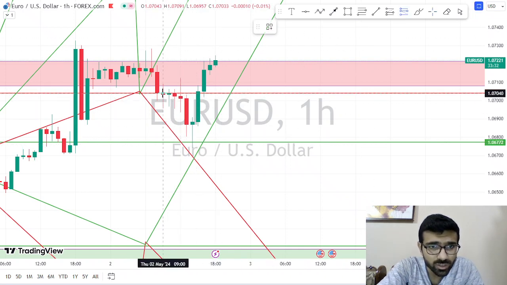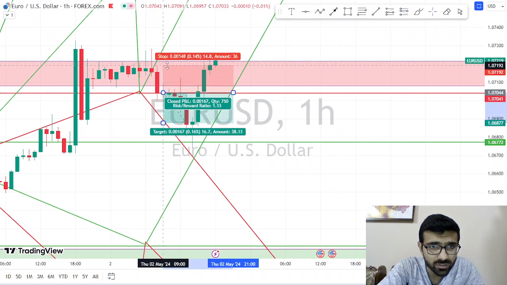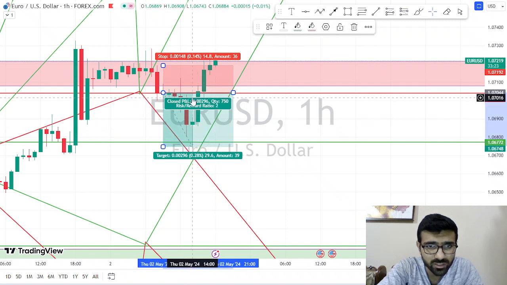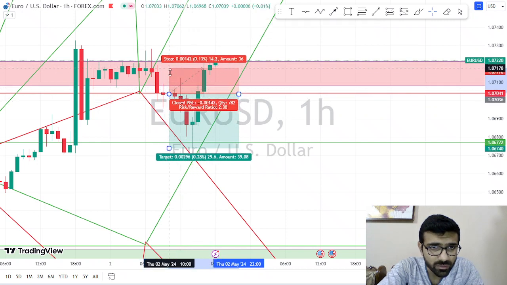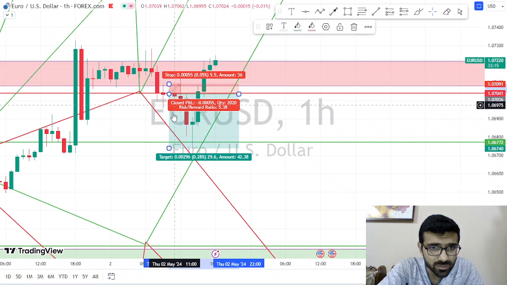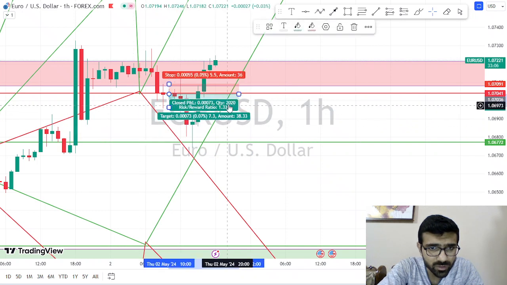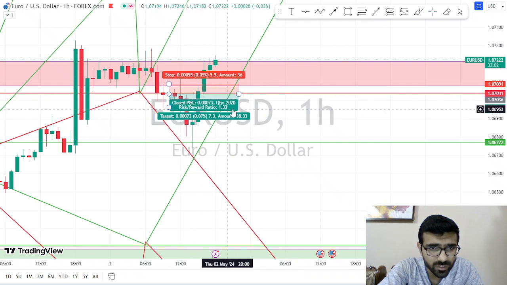Okay, so if we take an entry from here, this will be your first entry. Our stop loss will be just above this previous candle and our take profit will be approximately till here, giving us a 2% profit. And then if we take an entry over here, our stop loss will be just above this previous candle and our take profit will be approximately maybe over here, and you could have made a 1.3% profit.